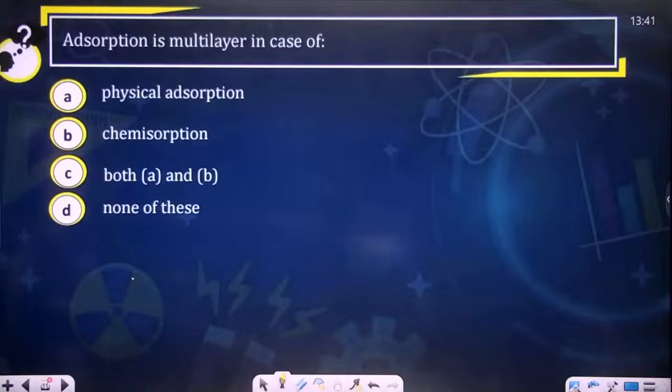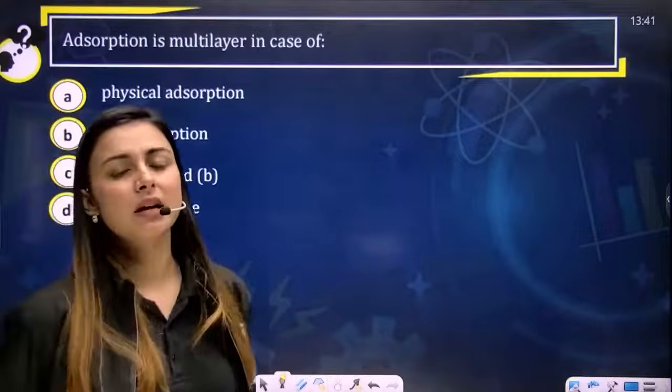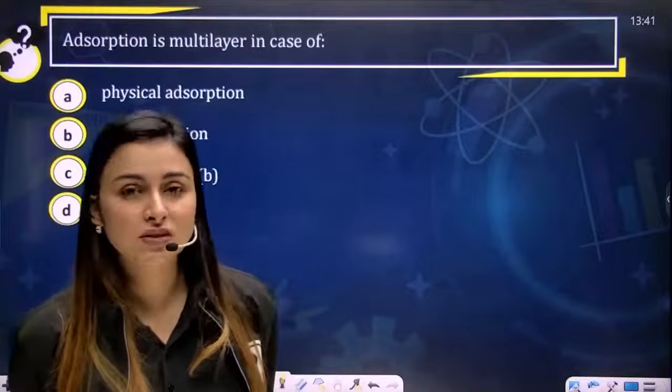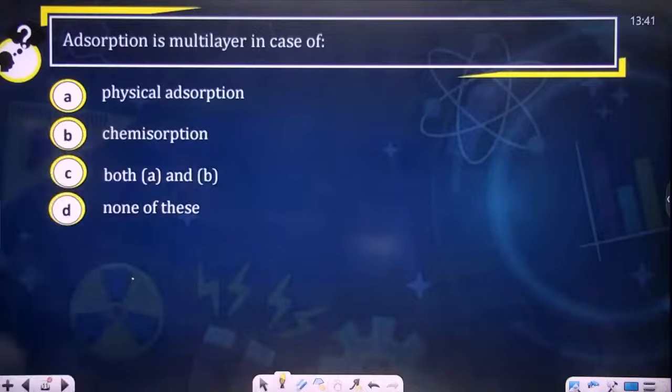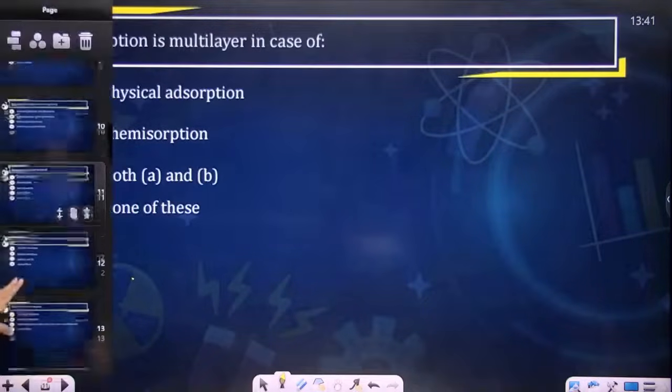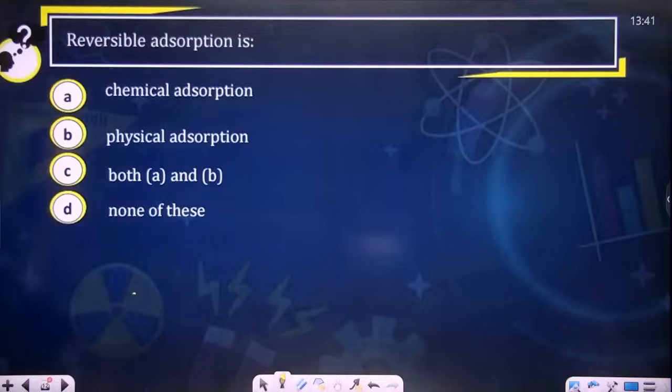Adsorption is multi-layer in case of when you have weak interactions, that is your physisorption or physical adsorption, right? Physisorption, physical adsorption, option A will be your correct answer. I hope you're clear with this. Let's move forward. Next question.